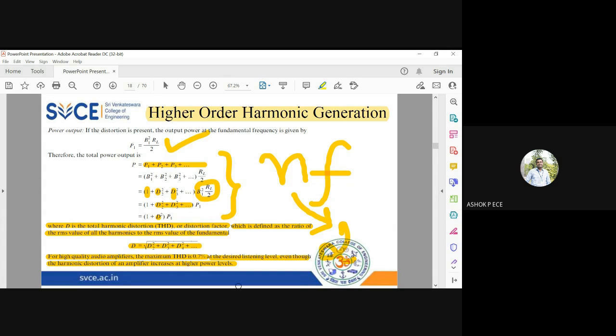So we have seen one scenario where I don't require harmonics. So what is the application where you don't require harmonics? Where you don't require harmonics in your circuit? Which application does not require harmonics?